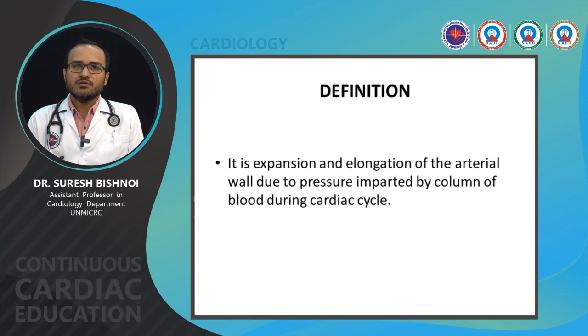examinations. So the definition of pulse is basically an expansion and elongation of the arterial wall due to pressure which is imparted by the column of blood during the cardiac cycle. So the pulse is basically due to the elongation of a wave along the arterial wall, not due to the blood which is ejected during systole.